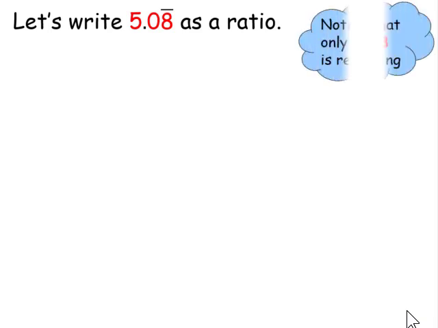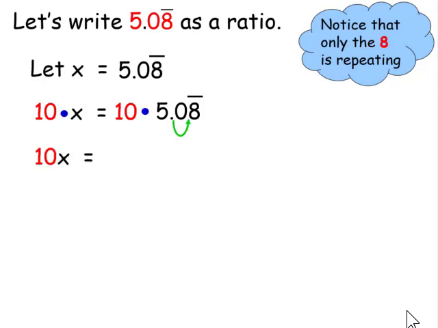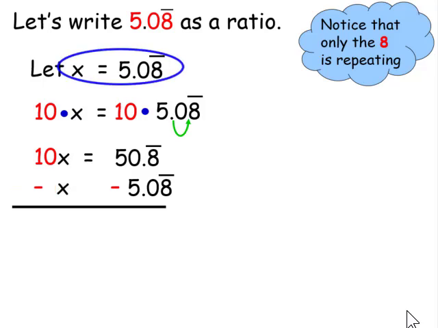In this particular case, notice that only the 8 is repeating. Let x equal 5.08 bar. We'll multiply both sides by 10, leaving us 10x is equal to 50.8 bar. We'll subtract 5.08 bar from the right and the left, but what's equivalent to it is x. 10x minus 1x is 9x. 50.88 bar minus 5.08 bar: the 8 bars will cancel. 8 minus 0 is 8. 50 minus 5 is 45.